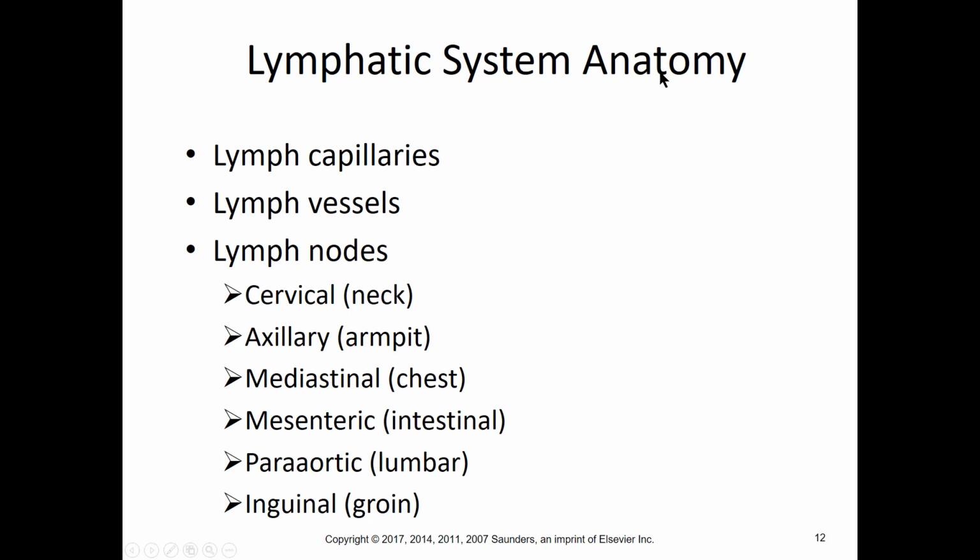So, lymphatic system anatomy: you have to know lymph capillaries, like we saw earlier, lymph vessels, lymph nodes, which are found in the neck, called cervical lymph nodes, and the armpit are called axillary lymph nodes, and the chest are called mediastinal lymph nodes, and the intestinal is called mesenteric lymph nodes, and the lumbar area are called para-aortic lymph nodes, and the groin are called inguinal lymph nodes.